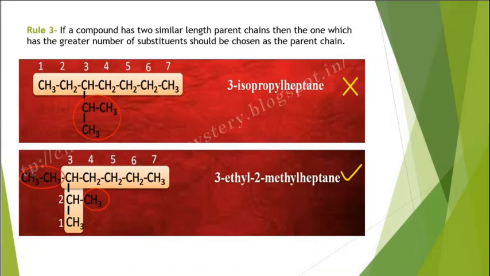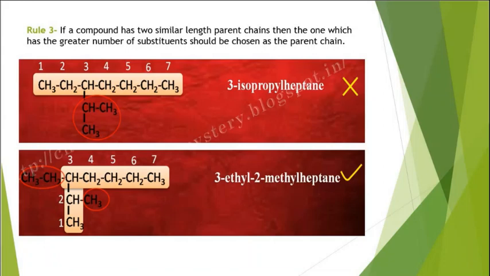Now the third rule of nomenclature is, if a compound has 2 parent chains of similar length, then which parent chain should be chosen? We are going to choose the chain which has the greatest number of substituents attached to it. For example, two examples are being shown to you again.